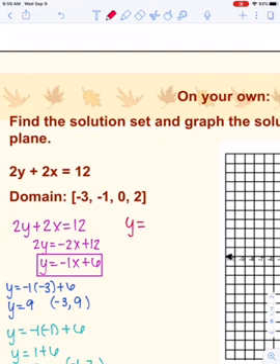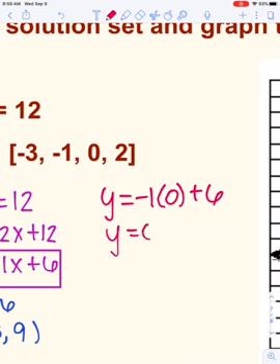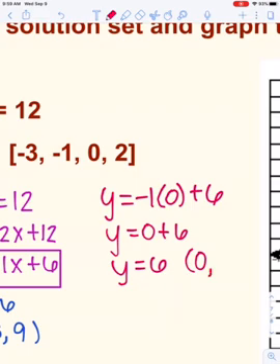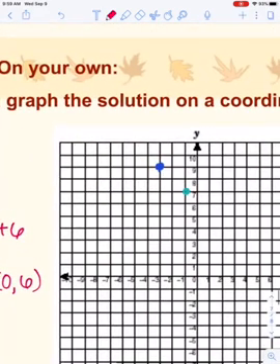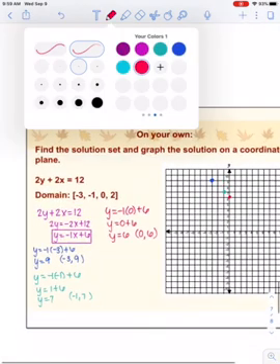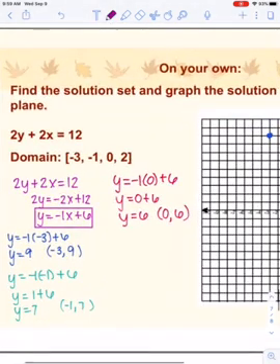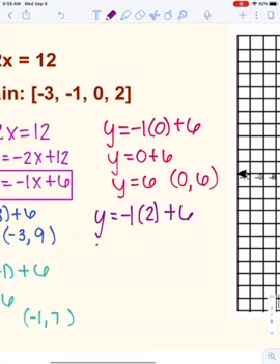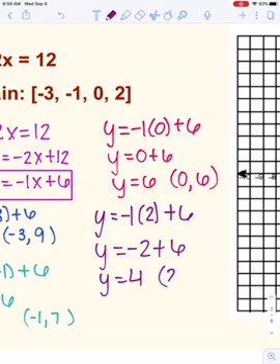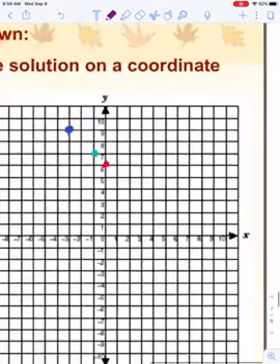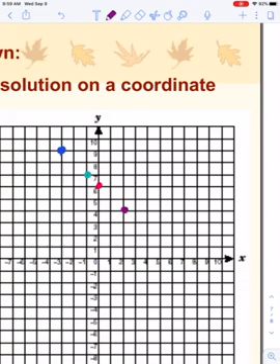Now I'm plugging 0 in. So y equals -1 times 0 plus 6. Anything times 0 is 0. So y is 6. I plugged 0 in for x, and I got 6 for y. So 0, 6 is my point. And then I'm going to plug in 2. So y equals -1 times 2 plus 6. That's -2 plus 6, which is 4. I plugged 2 in for x, and I got 4 for y, so that's 2 to the right and 4 up.